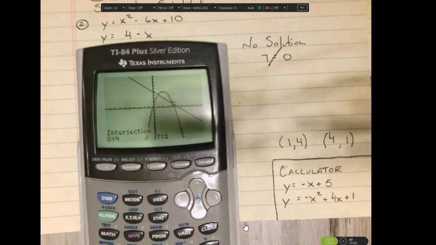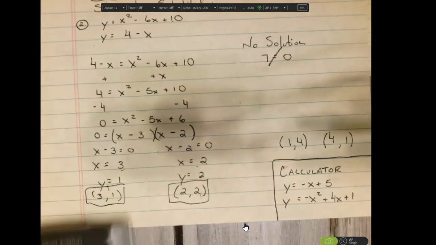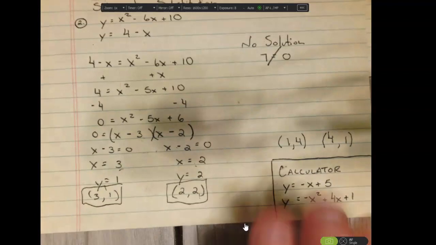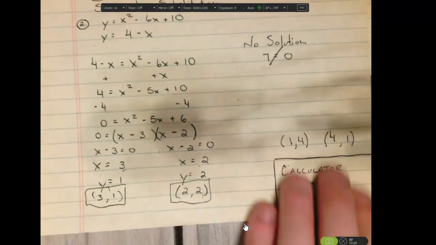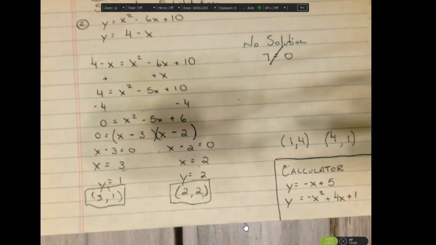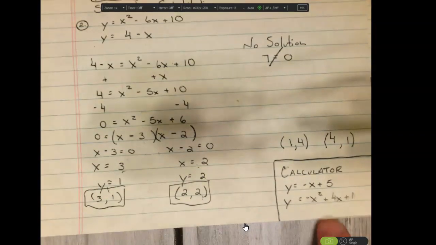So there you have it. You've got a couple ways, guys, of solving all these. You can graph, you can use elimination, you can use substitution, or you can use your calculator. This needs to be the last method that you use, guys. Elimination and substitution, you need to know how to do. Don't rely on your calculator.